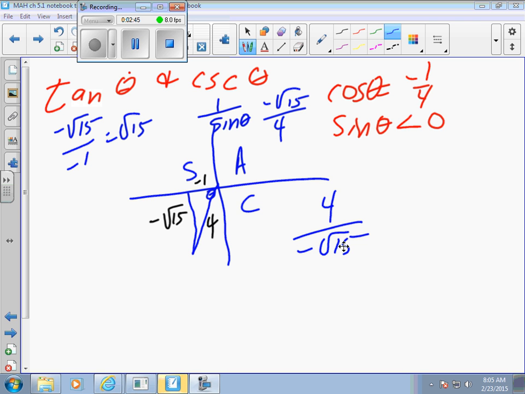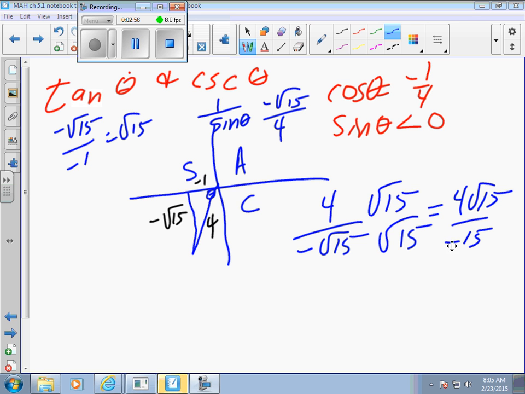Because we're looking for a final answer, we need to rationalize. And I get 4 square roots of 15 over -15. Could I move the negative out front or up top? Yes. Where the negative is doesn't matter. There's an answer. There's our other answer.